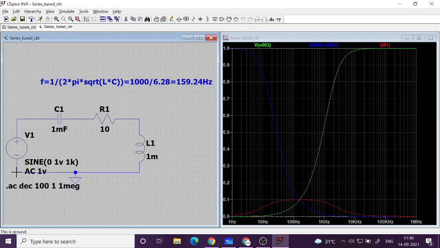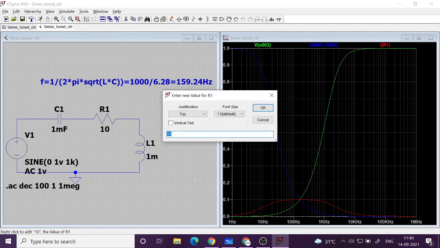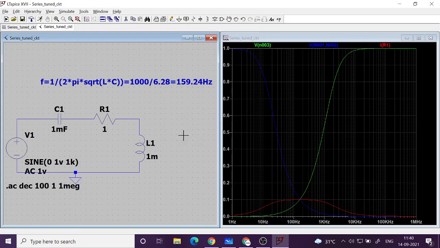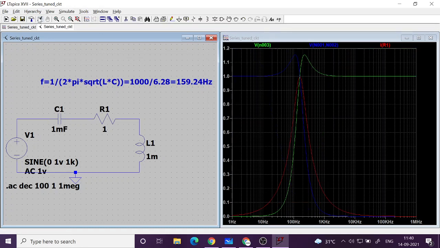Sir, I got some kind of very different plot. Yeah, there will be a difference, but you need to interpret it. Once you understand this, you can go to that. Another thing you can do, which I did not tell you, is change the resistance value from, say, 10 to 1. I have reduced the resistance. Rerun it. Okay, what is happening?